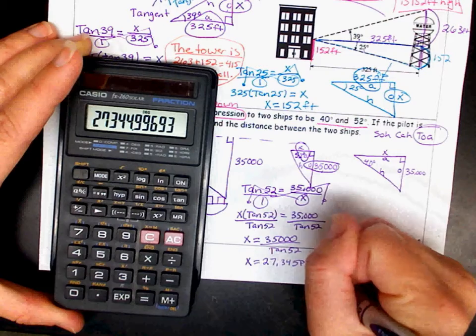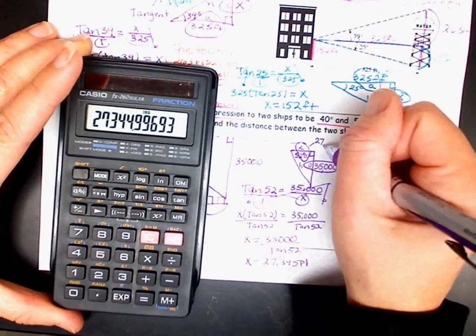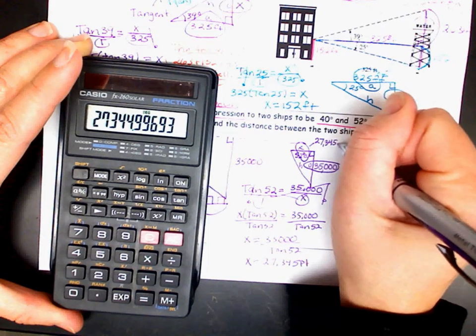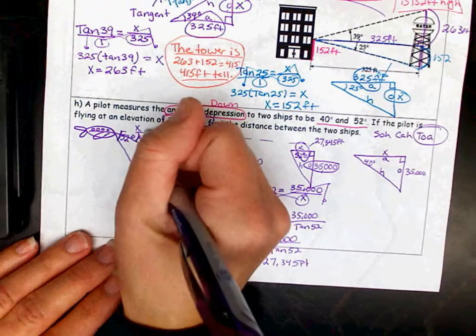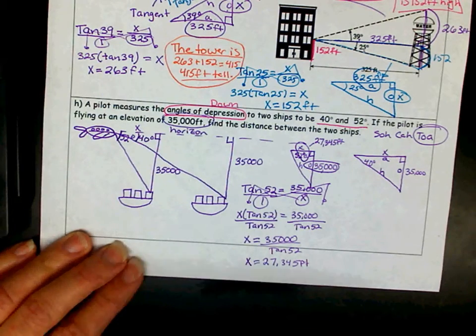So that's this distance, 27,345 feet. And that's that one too. Does that make sense? Okay, do the other one. Find the distance for this one.